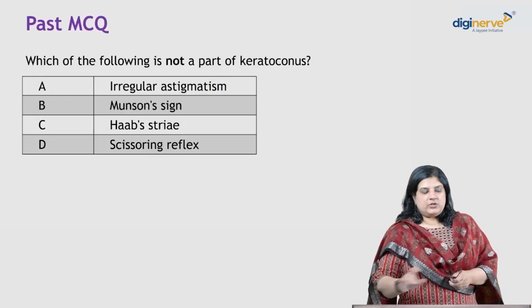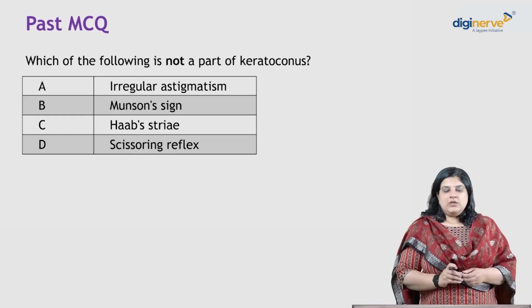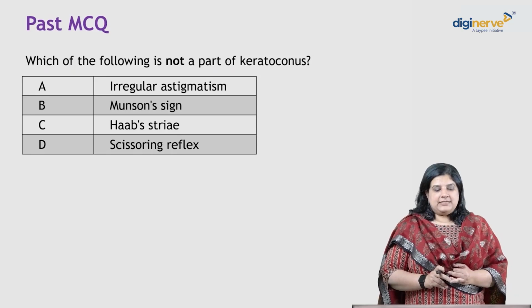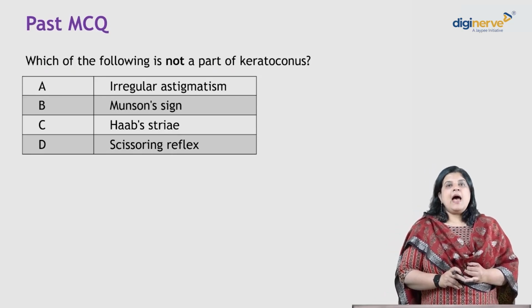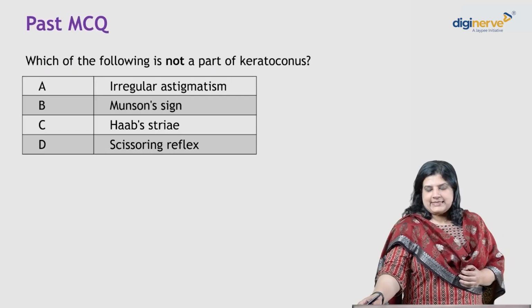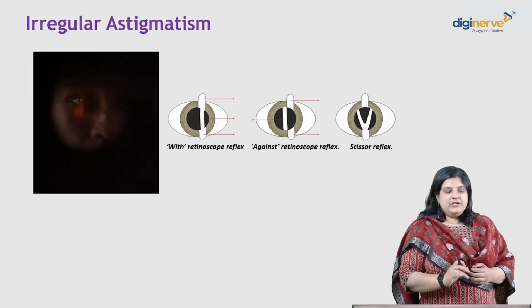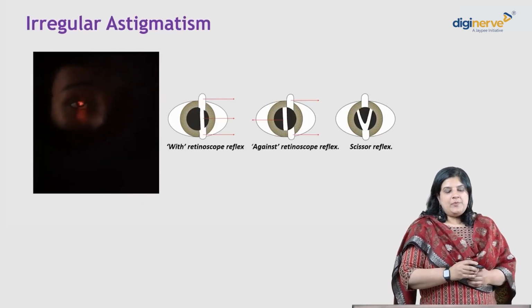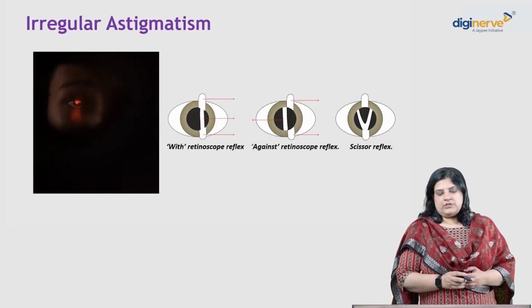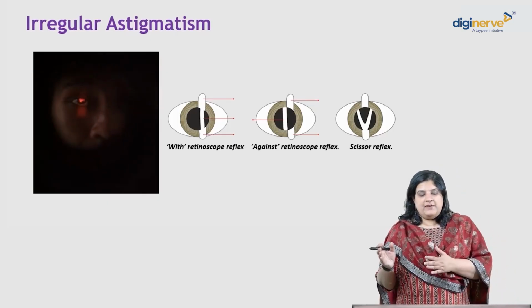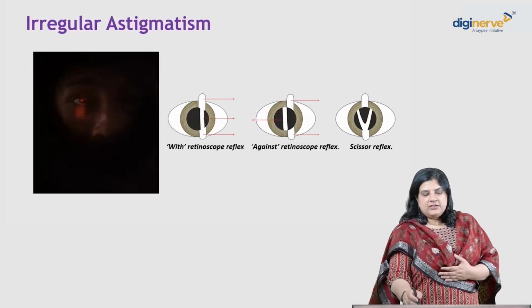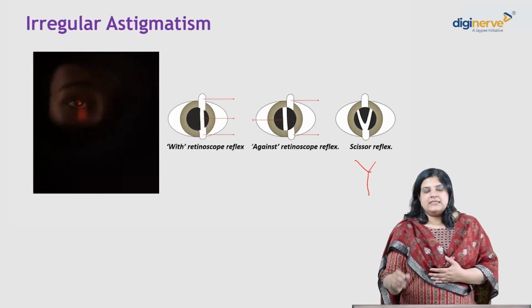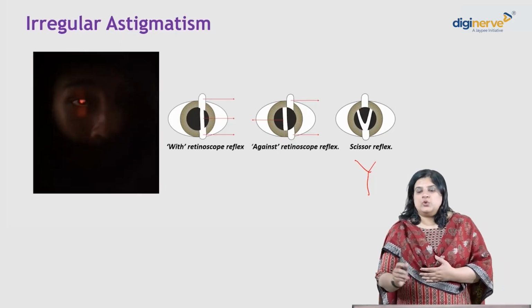Going on to the next question: which of the following is not a part of keratoconus? The options were irregular astigmatism, Munson sign, Haab's striae, and scissoring reflex. If you see here, we are showing you irregular astigmatism. This is retinoscopy being done in a patient with keratoconus. We have a with retinoscopic reflex, an against retinoscopic reflex, which looks like this, and a scissor reflex that you see here, and that's characteristic of keratoconus.